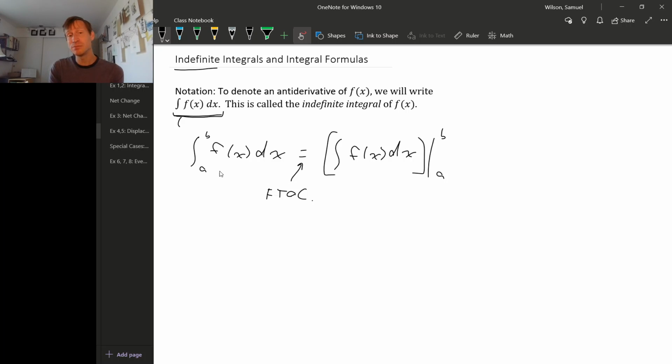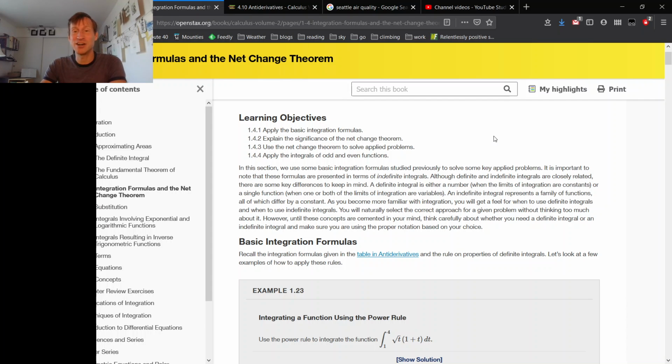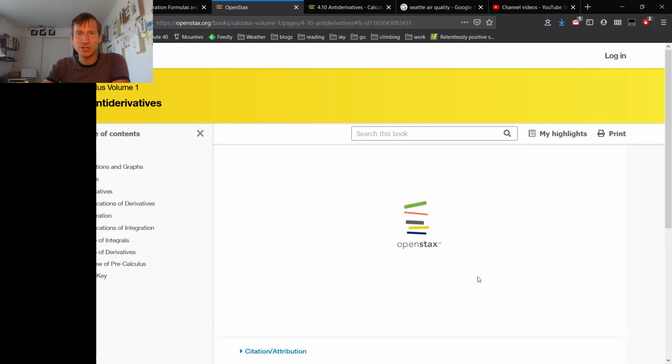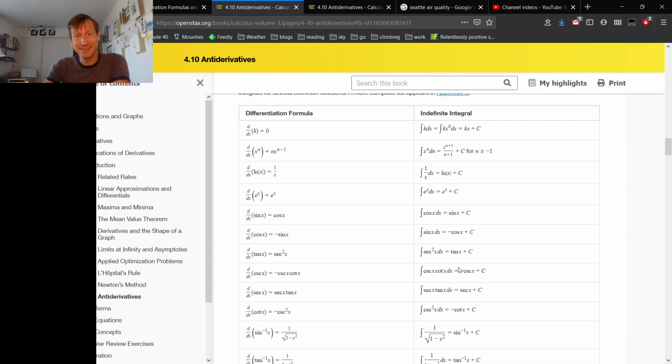So because of the connection between definite integrals and antiderivatives, we actually know a lot of rules for antiderivatives or integrals already. In fact, every derivative rule gives you an antiderivative rule as well, which is essentially an integral rule. If you look at any calculus textbook, so here I'll look at the OpenStax calculus textbook, it will have some sort of table of antiderivatives, but since an antiderivative is an indefinite integral, this is really a table of integrals as well.